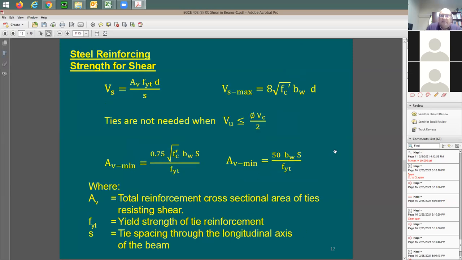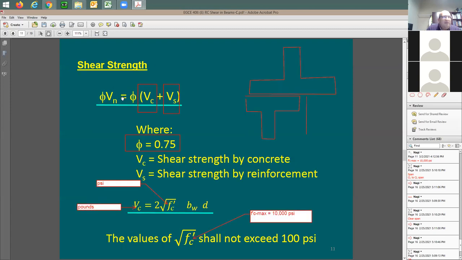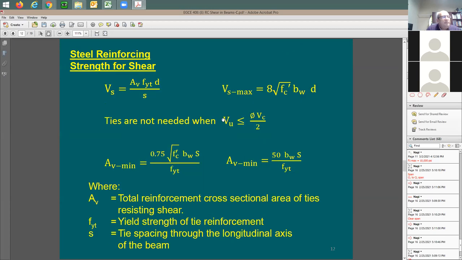How about the steel now? The steel strength when it comes to shear. It's given by this equation here. Now let's try to understand this equation and again repeat the meaning of this A sub V. Here's the shear strength. Does this include the phi in this equation? We can say no. At the end, you need to multiply by phi factor. So this is like Vs at the nominal level. At the end, you need to multiply by phi factor of 0.75.